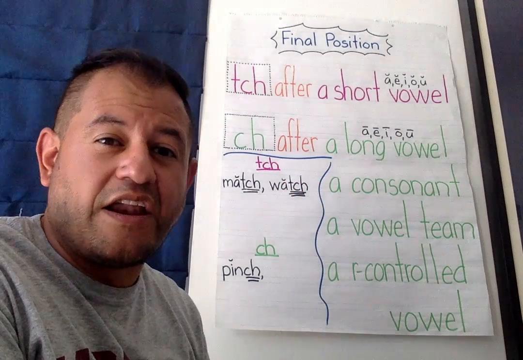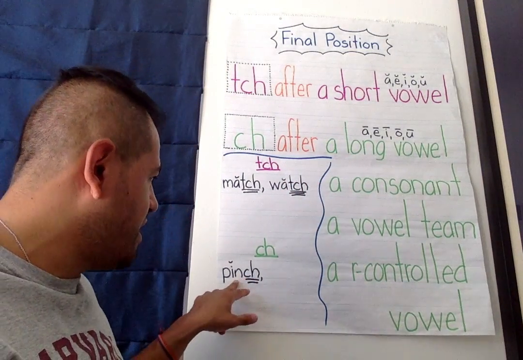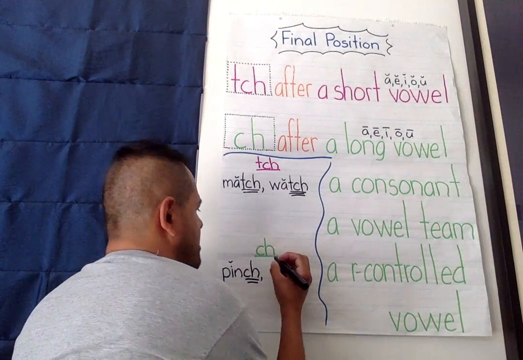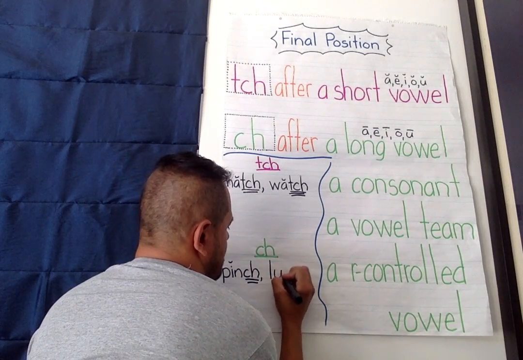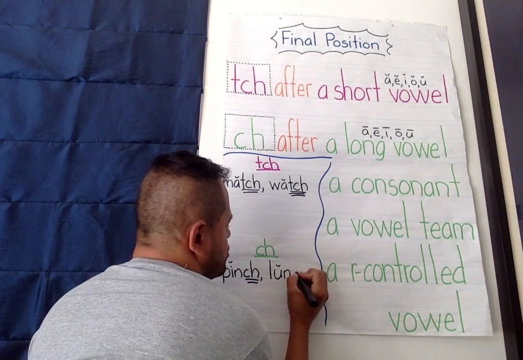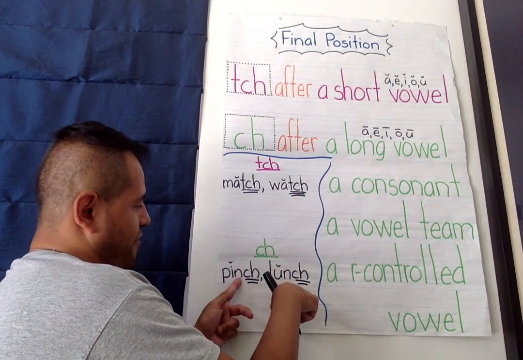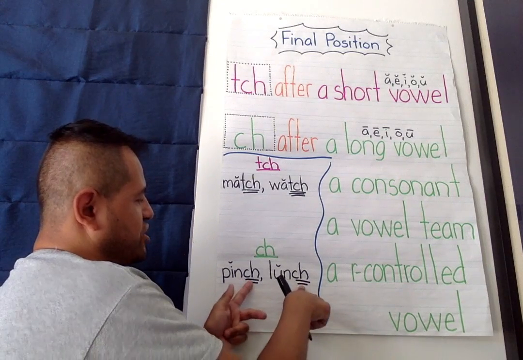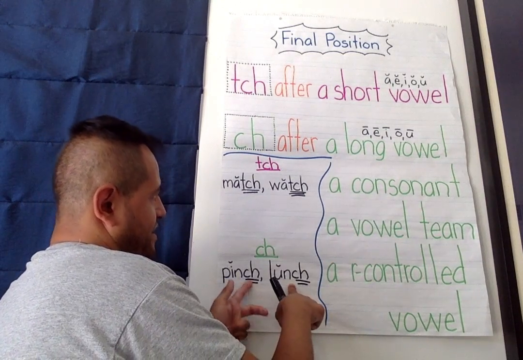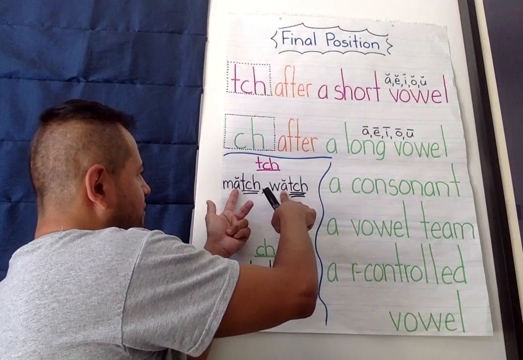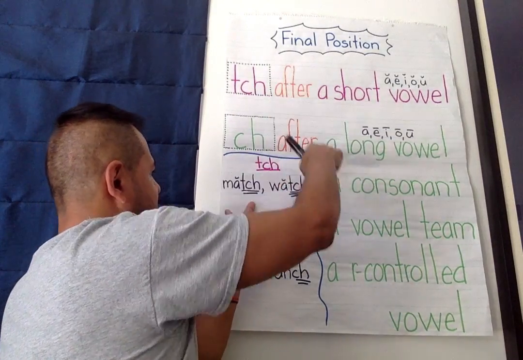Oh, we have the N again, that n sound before the ch, and here we go, we have it here, lunch. Lunch. Un-ch. So we're looking at the consonant right before those ch, and it fits. We have a short vowel right before, and it becomes a tch.